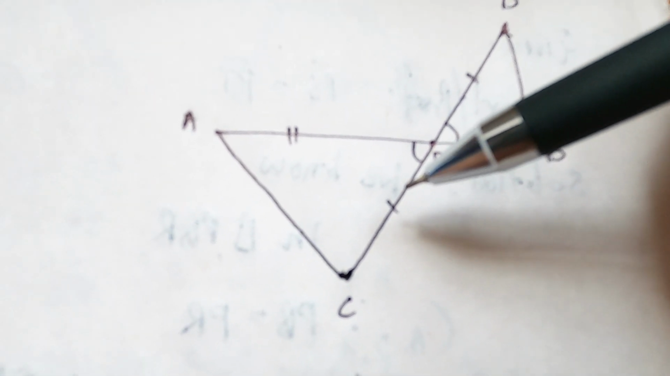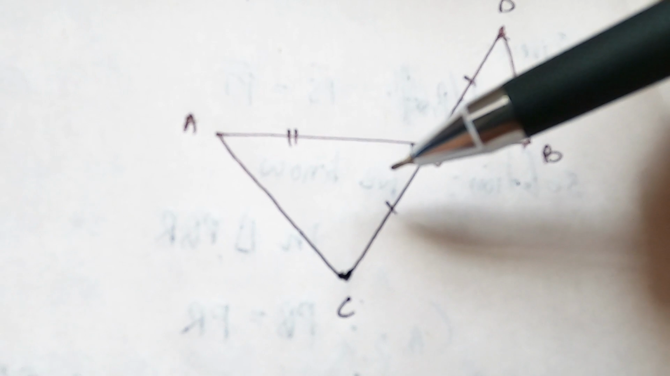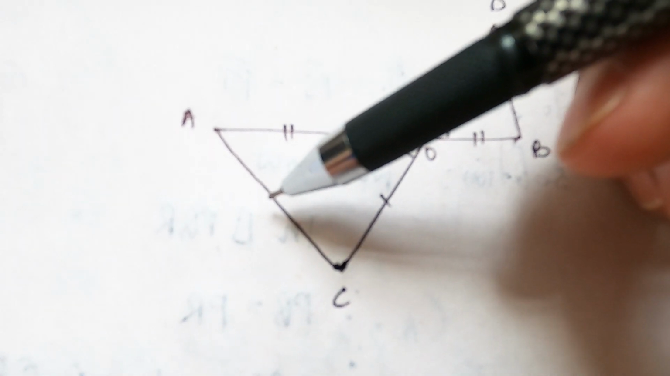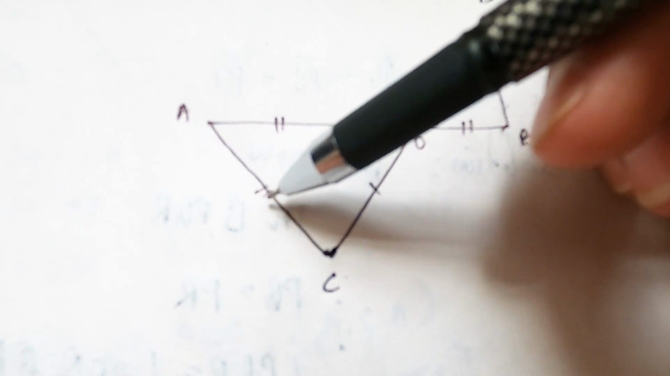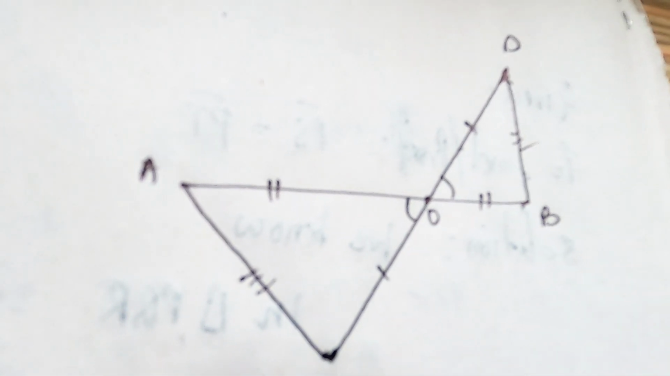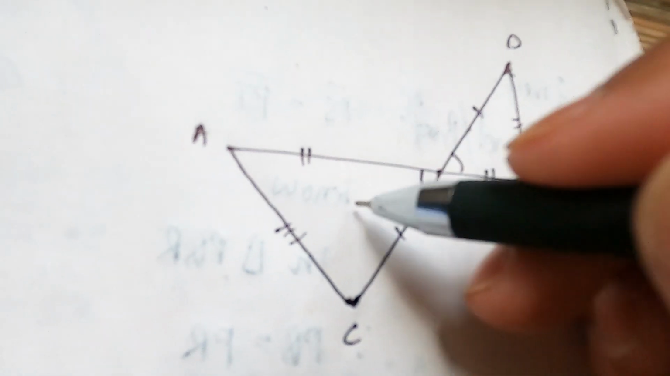So in this case, what do we have to show? We have to show that side AC is equal to side DB. All right, so in this case it's very simple.